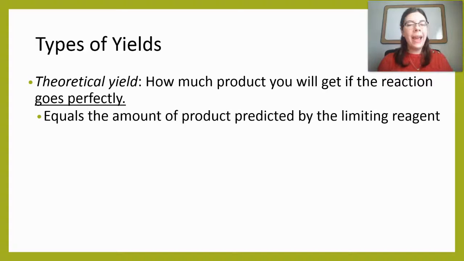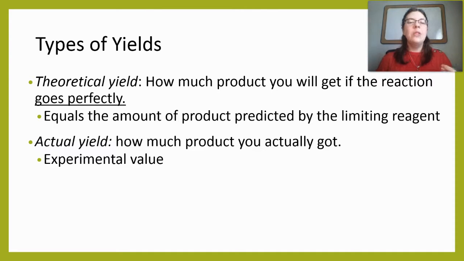Okay, so when we have reactions, there's different ways we can describe the amount of product we get. The first one is the theoretical yield. This is how much product you will get if the reaction goes perfectly. And this equals the amount of product predicted by the limiting reagent. However, if we think about it, nothing in life really ever goes perfectly, so we're rarely going to actually get our theoretical yield. So what we actually get is something called the actual yield, which is how much stuff we get in the real world. And this is your experimental value.